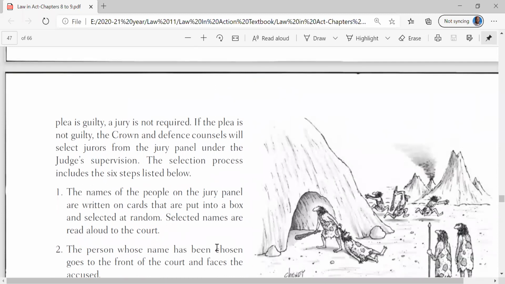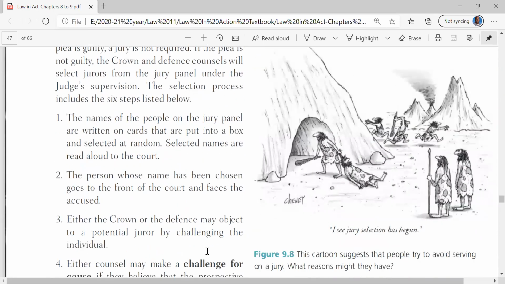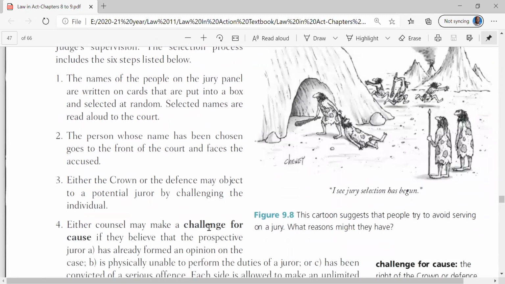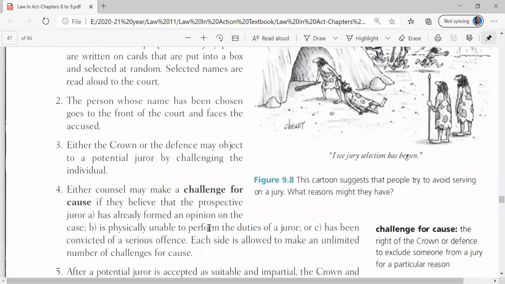So basically, the names of the people in the jury panel are written on cards and put into a box that's selected at random. The names are read out loud in the court. So it's, well, damn it, I'm being charged. The person whose name is being chosen goes to the front of the court and faces the accused. Either the Crown or defense may object to the potential juror by challenging the individual.